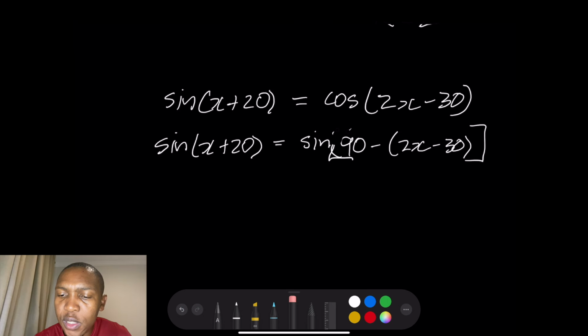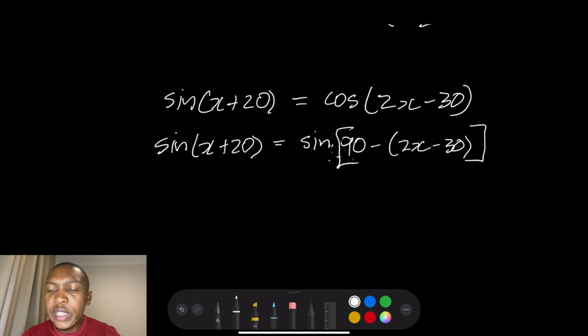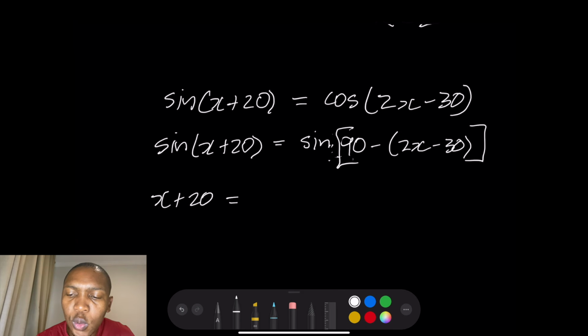In fact, this looks quite clumsy over here. Let's fix it. All right, so this is how you could have decided to do it. And in this case, when you drop down the sine on either side, you've got x plus 20 is equal to 90 minus, let me try and solve this. So 90 minus 30, that would have been 110. So what you could have done is to say that's 110 minus 2x.